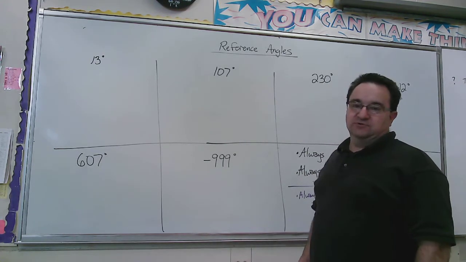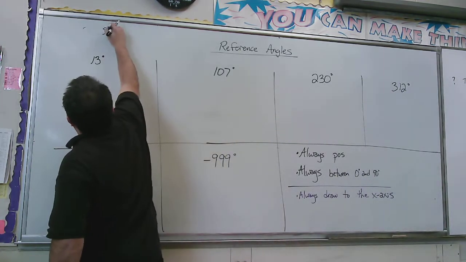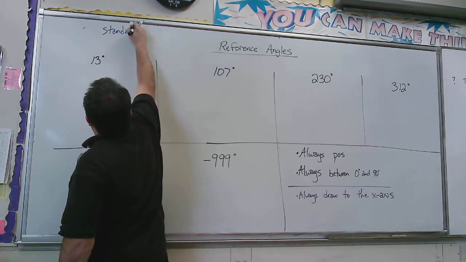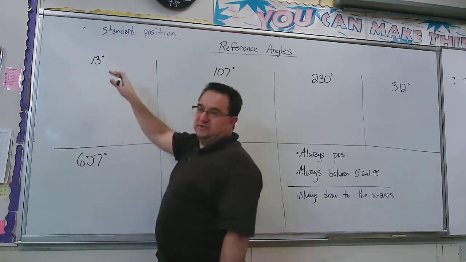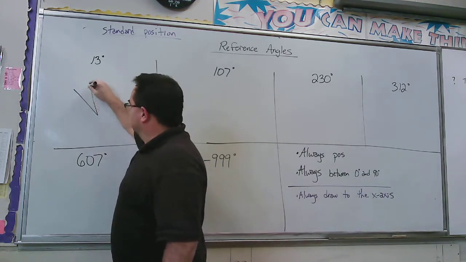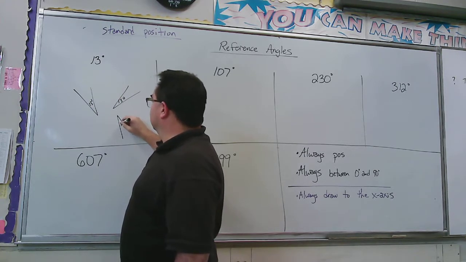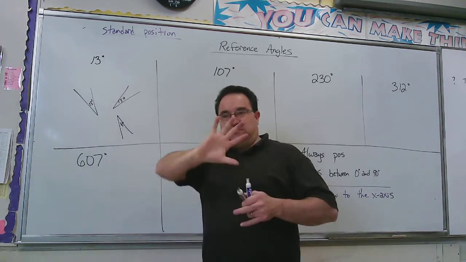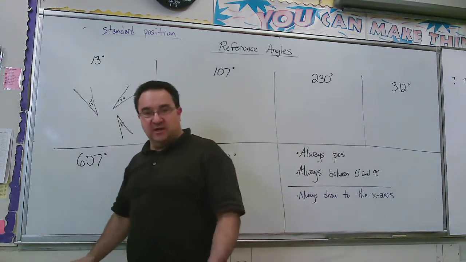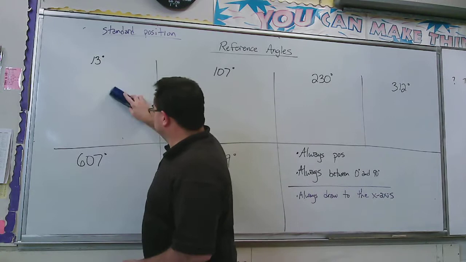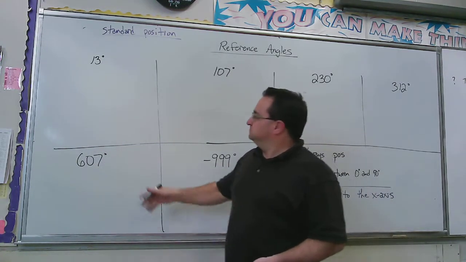So first thing we're going to do is draw the angle. Now there's something called standard position. Right? I could draw a 13-degree angle in a lot of ways. Here's a 13-degree angle. Here's a 13-degree angle. So what we want is to lock it in place so everybody draws the same 13-degree angle the same way all the time. So to do that, we come up with something called standard position.